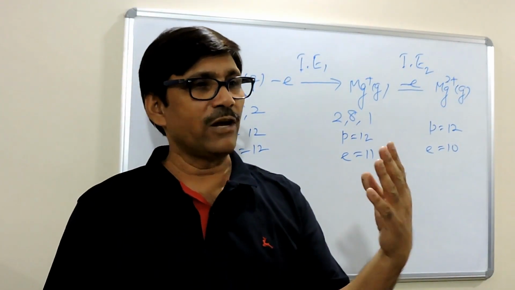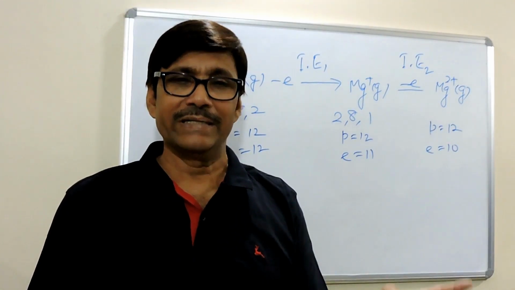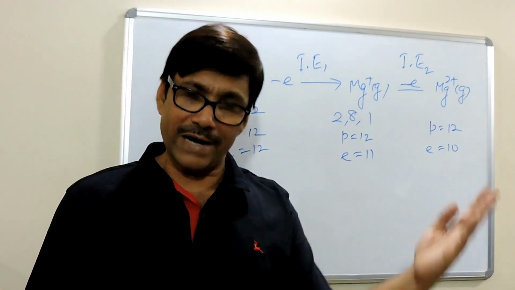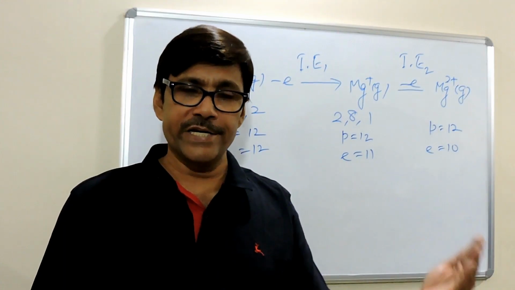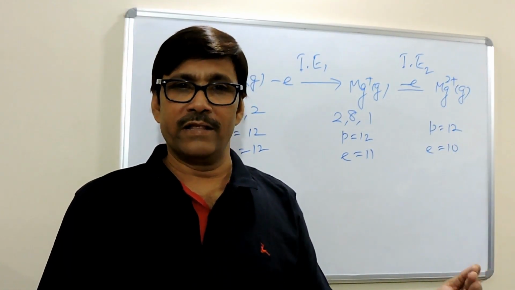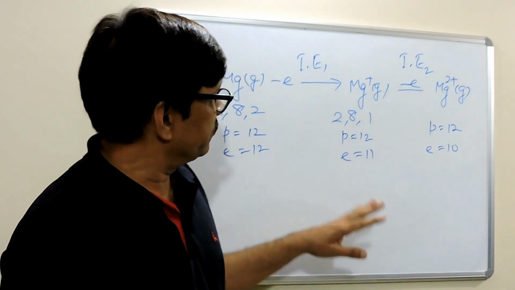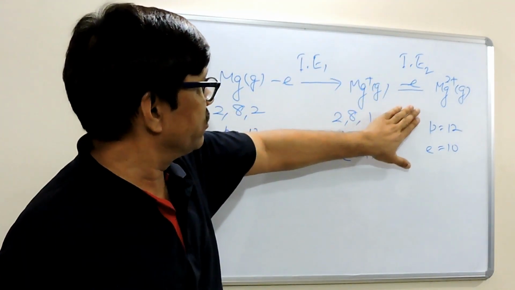Similarly, in the case of aluminium, we'll have 3 successive ionization potentials: first, second and third. Third ionization potential will be greater than that of second, and in turn second will be greater than that of first ionization potential. Okay, so I will keep this much today.